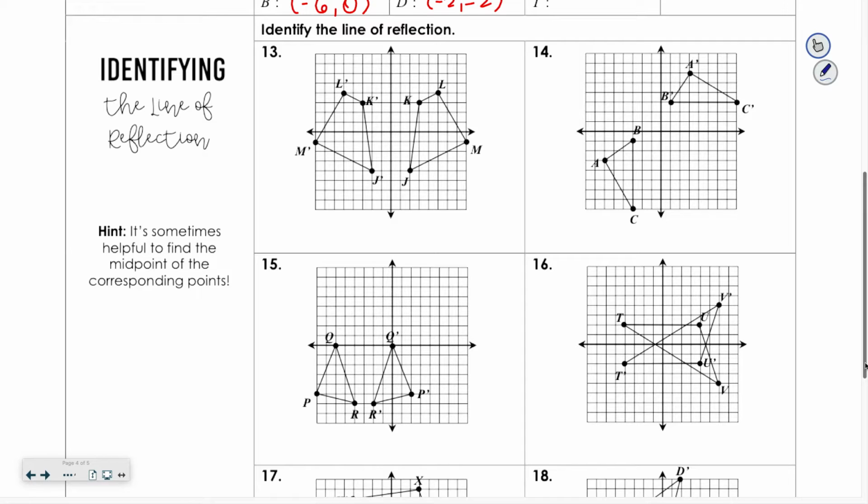For most of this, it's pretty easy. We just look and say, what are we reflecting over? So when I look at 13, what is my line of reflection? What are these shapes being reflected over? The y-axis. So that's my answer. Do you just draw it, or would you just put y? Just write y-axis.